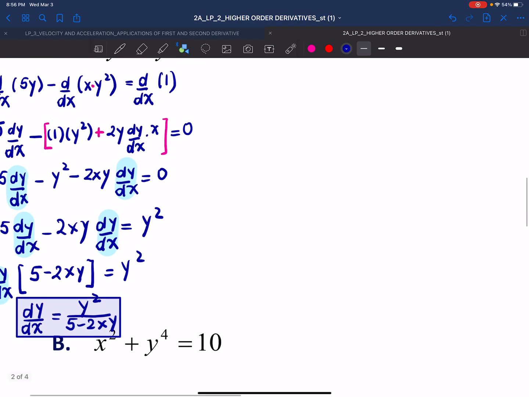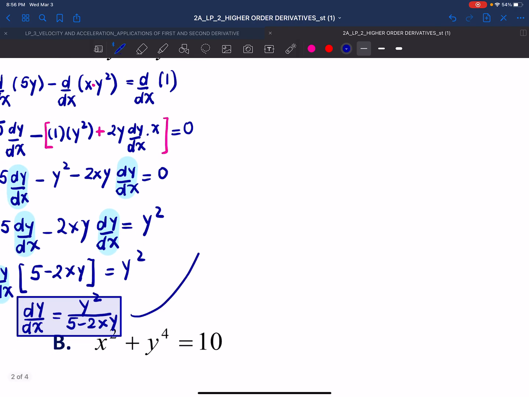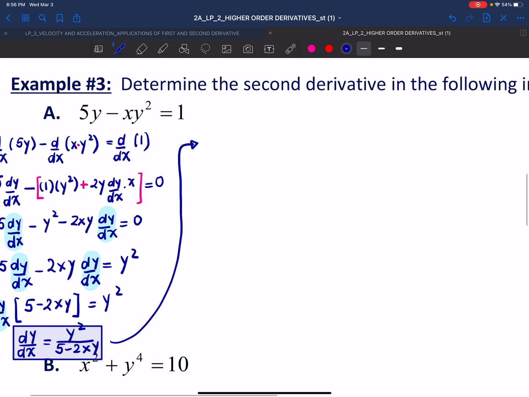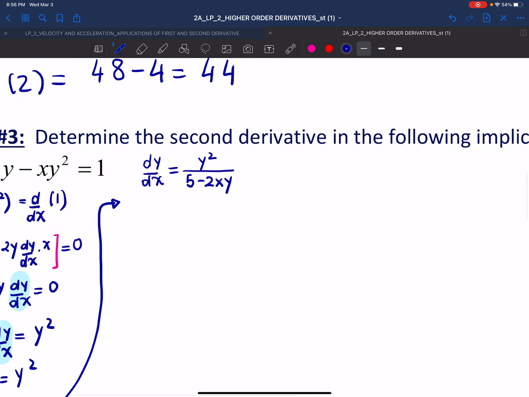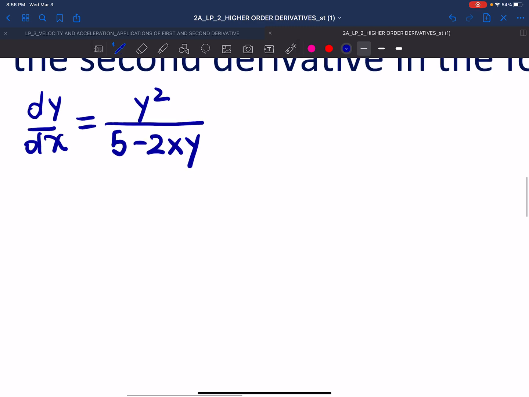We'll continue differentiating the first derivative so we get the second derivative. So I'll rewrite dy dx here equals y squared over 5 minus 2xy. Okay. So to find the second derivative, again, we have to use the quotient rule. See that you have a product in here as well.